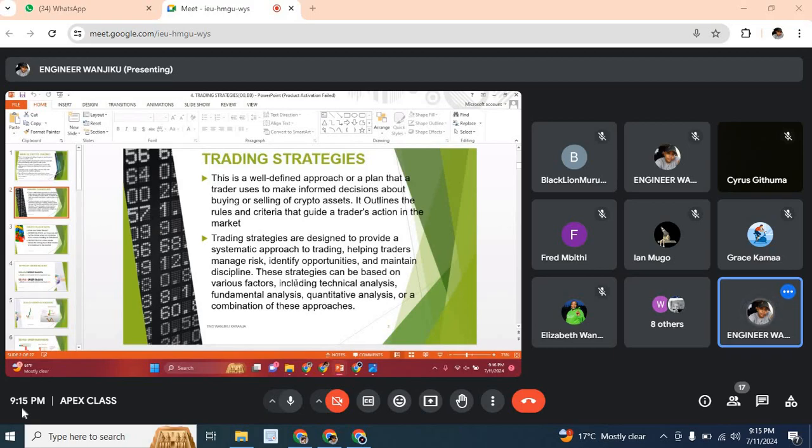Fundamental analysis is things to do with the news, like the CPI that occurred today at 3:30 p.m. We have the FOMC news, any fundamentals. Maybe Elon Musk has tweeted something about Doge. Those kinds of things are what we call fundamental analysis. Things like the Bitcoin halving, the ETFs, the upcoming Ethereum ETFs, those are what we call fundamental analysis.